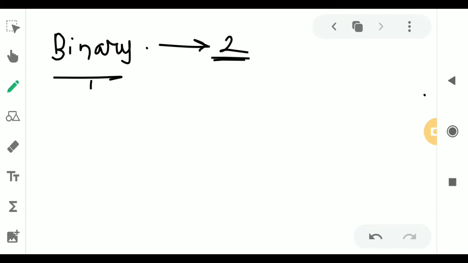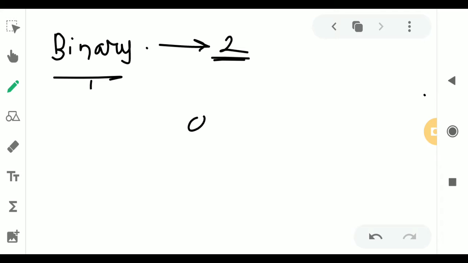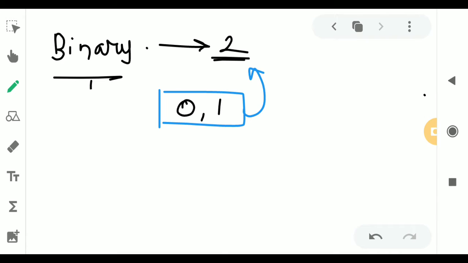That is, we have two digits. The binary number system comprises of just two digits. And which are those two digits? 0 and 1. That's it. These are the two digits which the binary number system comprises of. So the base of binary number system is 2.